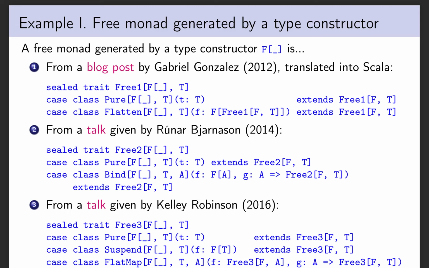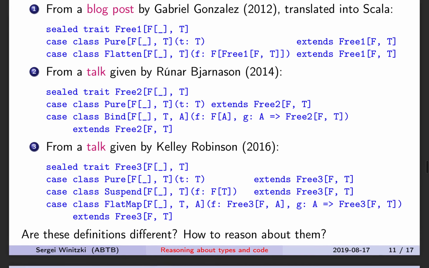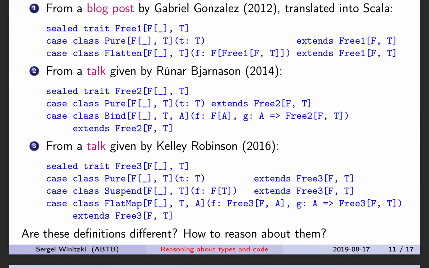Gabriel Gonzalez is a Haskell guy who had a blog post about the free monad in 2012, and if you translate his stuff into Scala, it will look like that. Runar gave a talk in 2014 in Scala, and he defined the free monad like this. And Kelly Robinson gave a talk in 2016, and she defined the free monad like that.